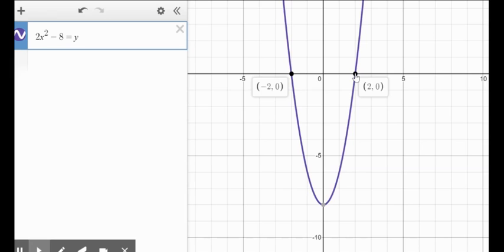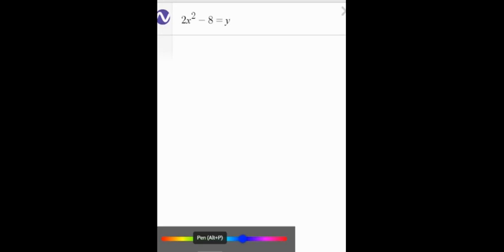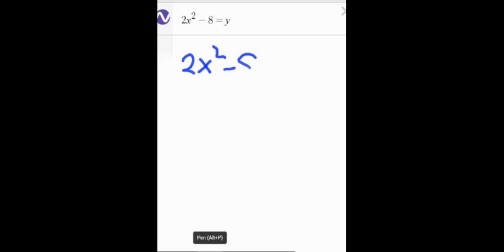But where does that come from? So you can, again, take a screenshot of that, put it in. I'm going to show you how to do this algebraically also, because you do need to know how to do this. I have 2x squared minus 8, and remember, change that y back to a 0.